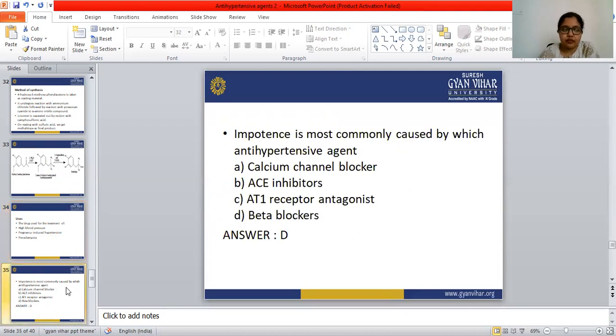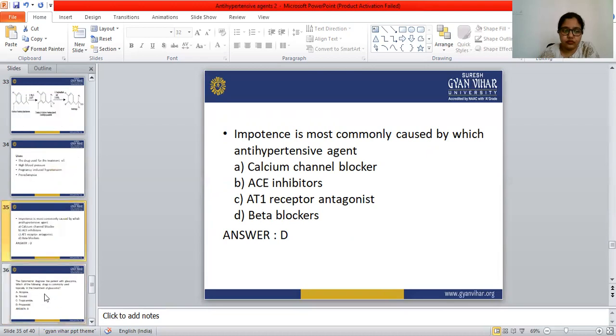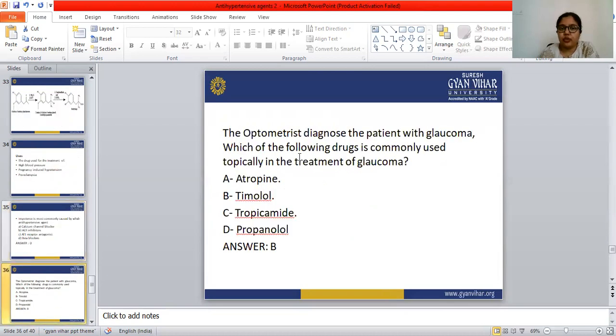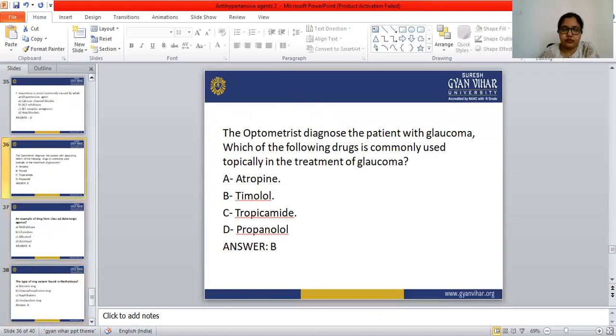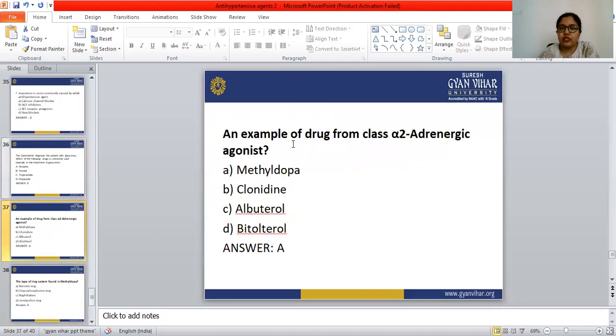Let's see some MCQs regarding this topic. Impotence is most commonly caused by which antihypertensive agent? The correct answer is beta blockers. The optometrist diagnosed the patient with glaucoma. Which of the following drugs is commonly used topically in the treatment of glaucoma? The correct answer is timolol. An example of a drug from the class alpha 2 adrenergic agonist? The correct answer is methyldopa.